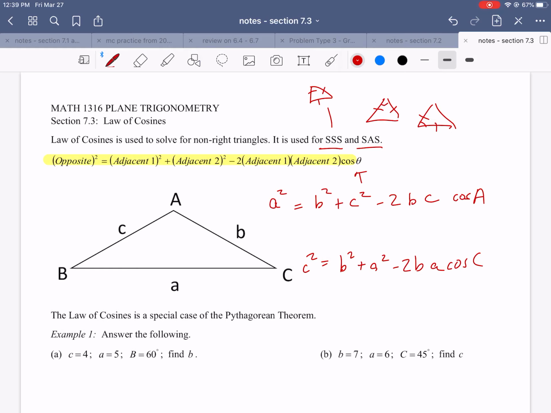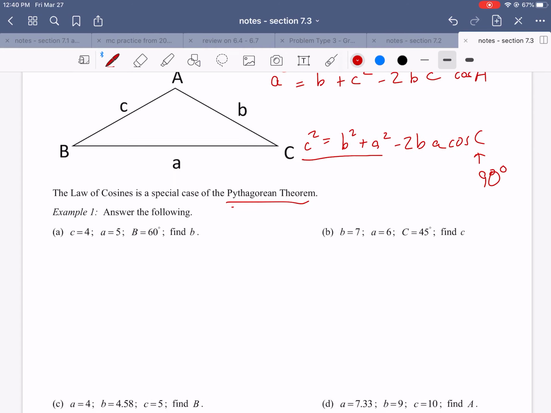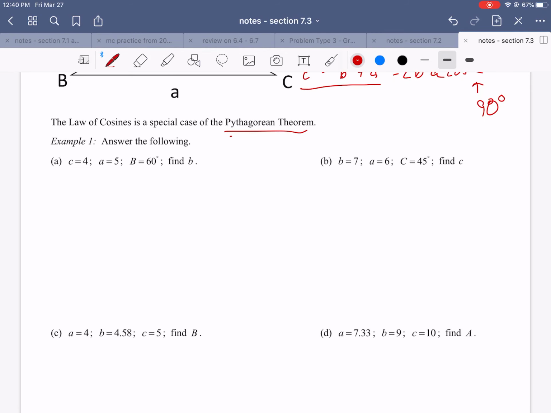The law of cosines is a special case of the Pythagorean theorem, because if you think about it, in a right triangle, that C is 90 degrees, and cosine of 90 is 0, which would make that term go away, and so you'd just be left with c squared is equal to b squared plus a squared. So this is a generalization of the Pythagorean theorem, which you don't necessarily need to know, but it is interesting to know that that's the case.